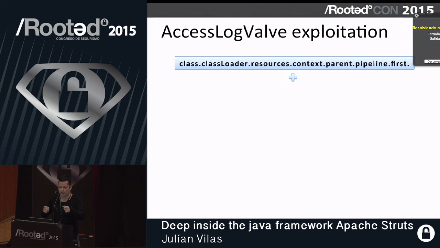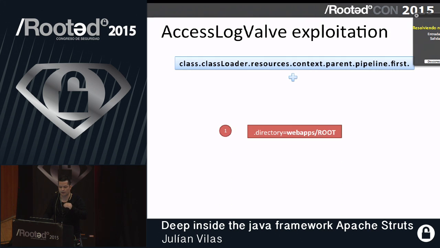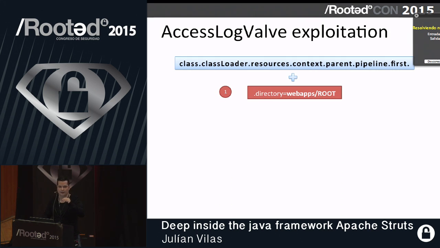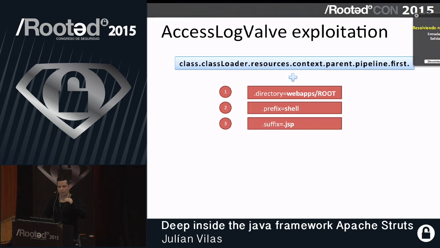Access log valve affected Tomcat 8. So this is the chain that we will be using. This method gives us an object and class loader objects, and then we will have a number of properties. The first one is directory webapps, and then the prefix is shell. The suffix is .jsp, fileDateFormat 1.